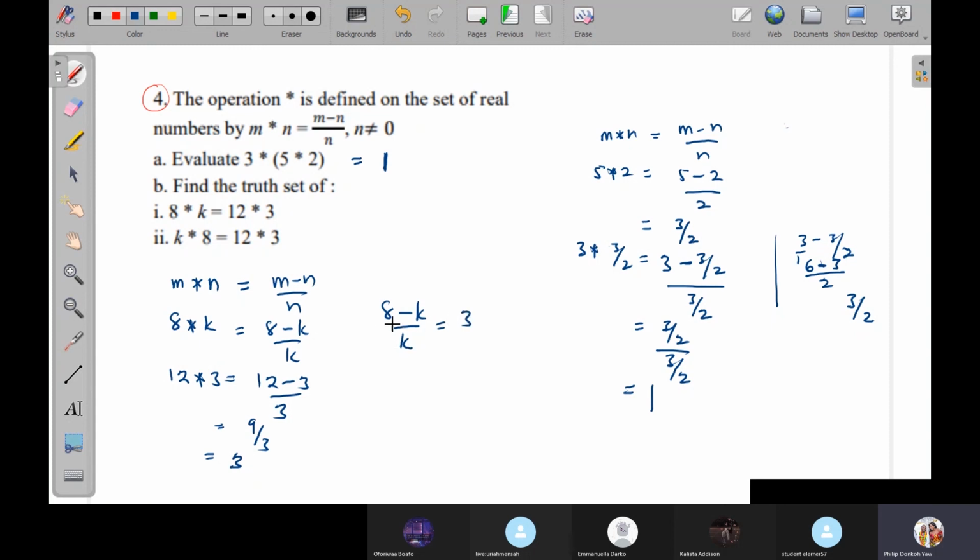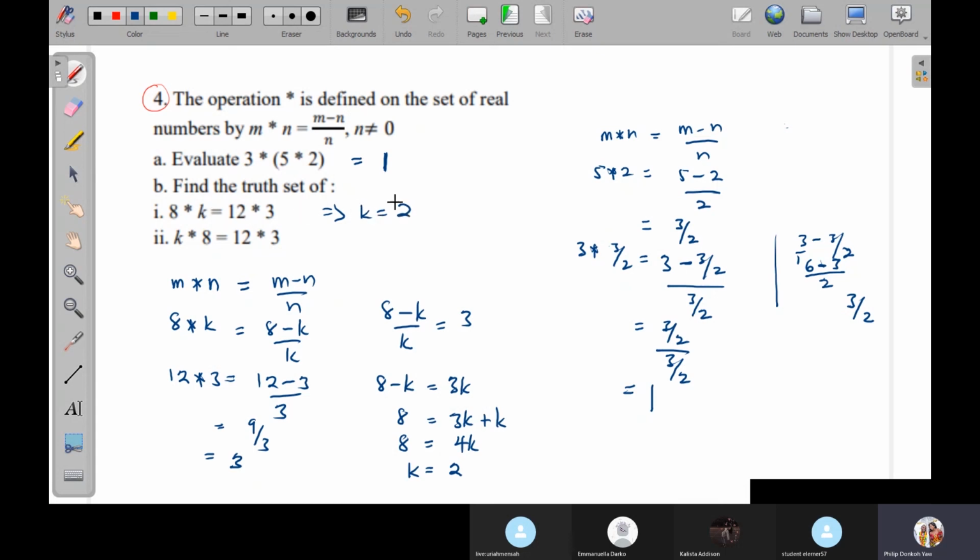So we are equating the two statements, which is 8 minus k all over k should be equal to 3. Doing away with fractions, we have 8 minus k equal to 3 times k, which is 3k. Grouping terms, we get 8 equal to 3k plus k, and we will be having 4k equal to 8. Dividing both sides by 4, then k gives you an answer of 2. So I don't know how many of you had the answer for k for the first one as 2. Yes, how many of you had it?